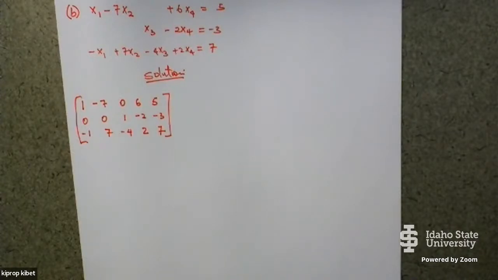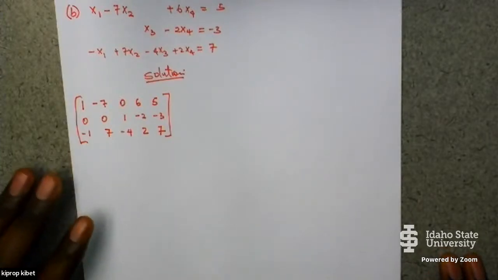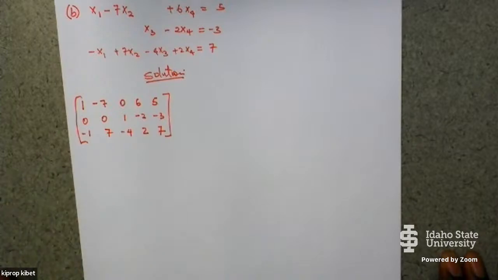Now, check whether the first entry is 0 or 1. If it is 0, then you need to switch. But in this case, we have a value there. It's not 0, so we leave it like that. Now we come to the next step.